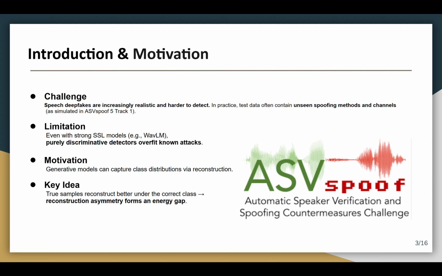Motivated by this, we propose a retrieval-augmented diffusion framework that introduces a class-aware generative prior. Our key idea is simple. A genuine sample should be reconstructed well when conditioned on a genuine prototype, but poorly under the spoof condition, and vice versa. This reconstruction asymmetry produces an energy gap and provides a complementary and integral signal for deepfake detection.